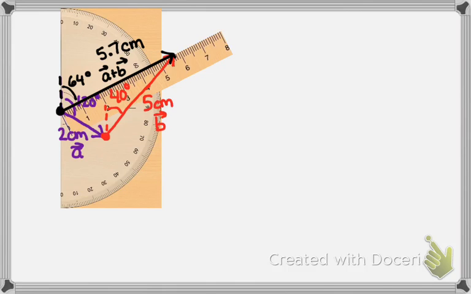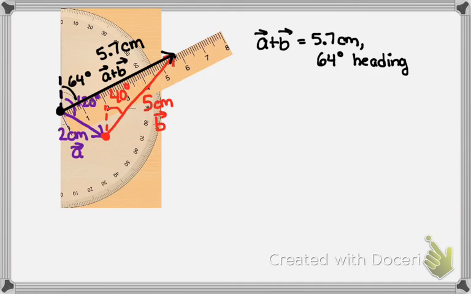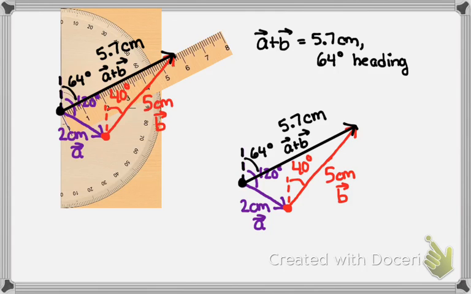you should write it off somewhere to the side. So I'm going to write vector A plus B equals, and I write my magnitude and my heading. So it's 5.7 centimeters on a heading of 64 degrees. And notice I'm writing the word heading here because, as I've told you before, there are other ways we could measure our angles, and we want to be specific here. And I'm just going to copy a clean copy of the picture so that we have our final answer.